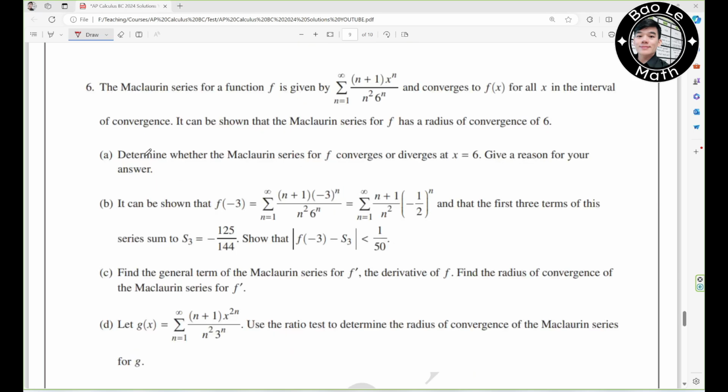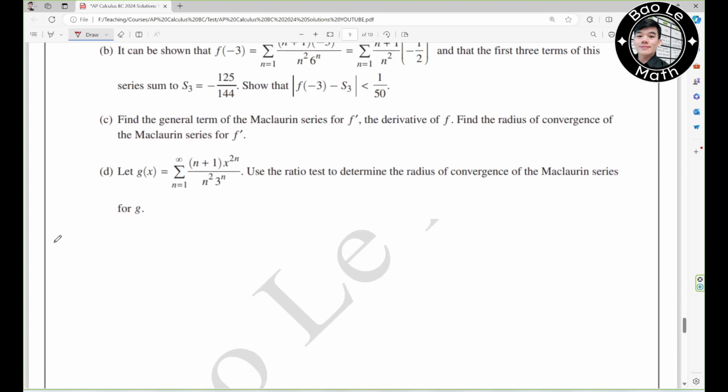Let's move on to question 6. The Maclaurin series for a function f is given by this guy and converges to f of s for all s in the interval of convergence. It can be shown that the Maclaurin series for f has a radius of convergence 6. Determine whether the Maclaurin series for f converges or diverges at s equals 6. Alright, so basically you just have to plug it in over here.